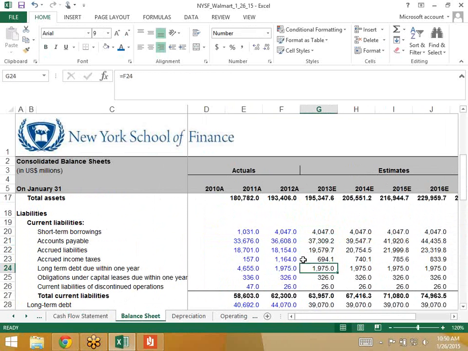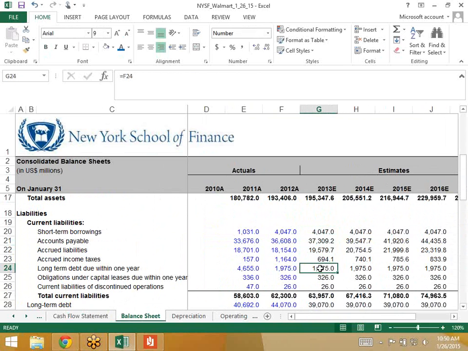Long-term debt due within 1 year right now equals the year before. It needs to flow in from the cash flow statement, the new cash flow statement line that we created. So this needs to be equal to the year before plus the cash flow statement line item, so that if we were ever to pay down debt, it would flow through the whole model.